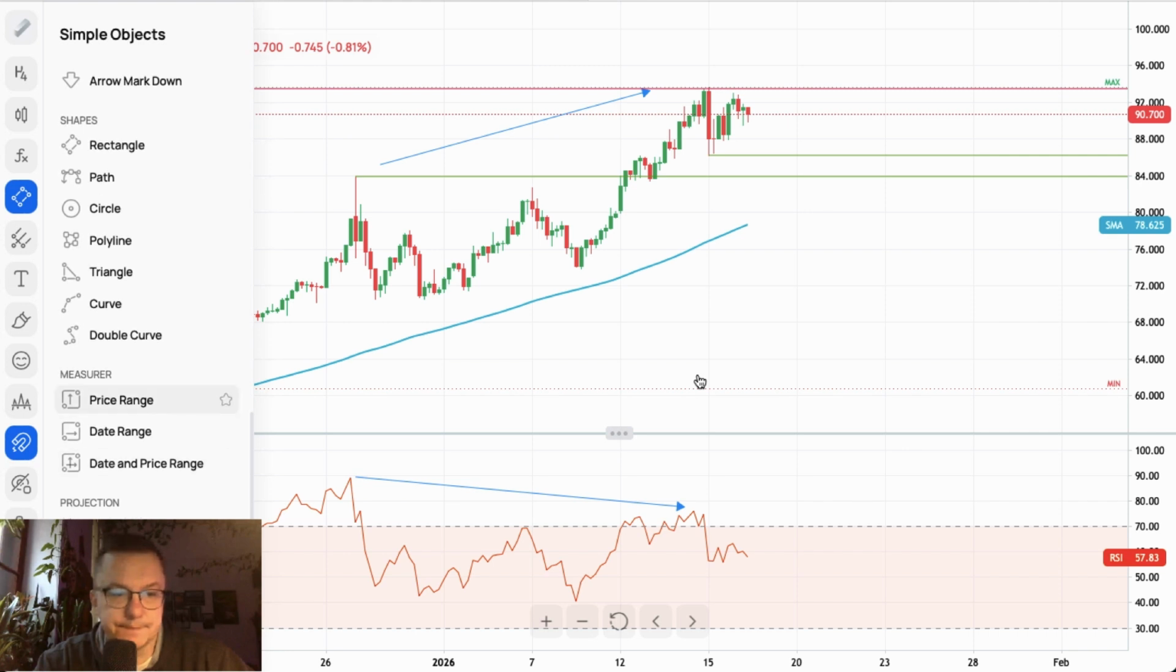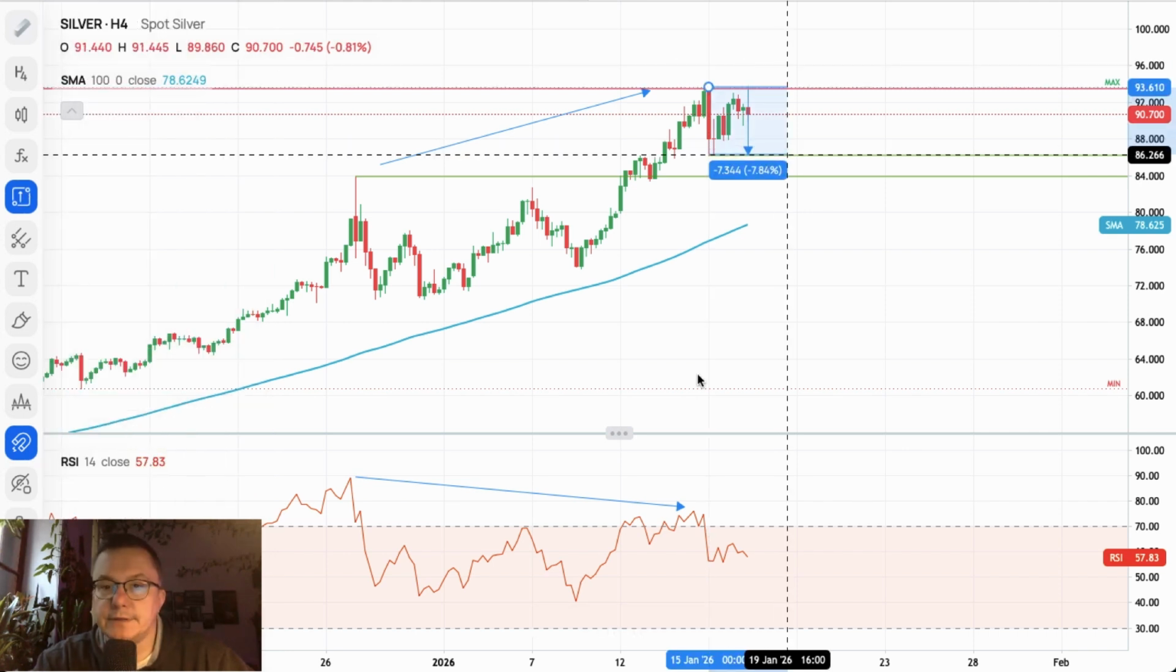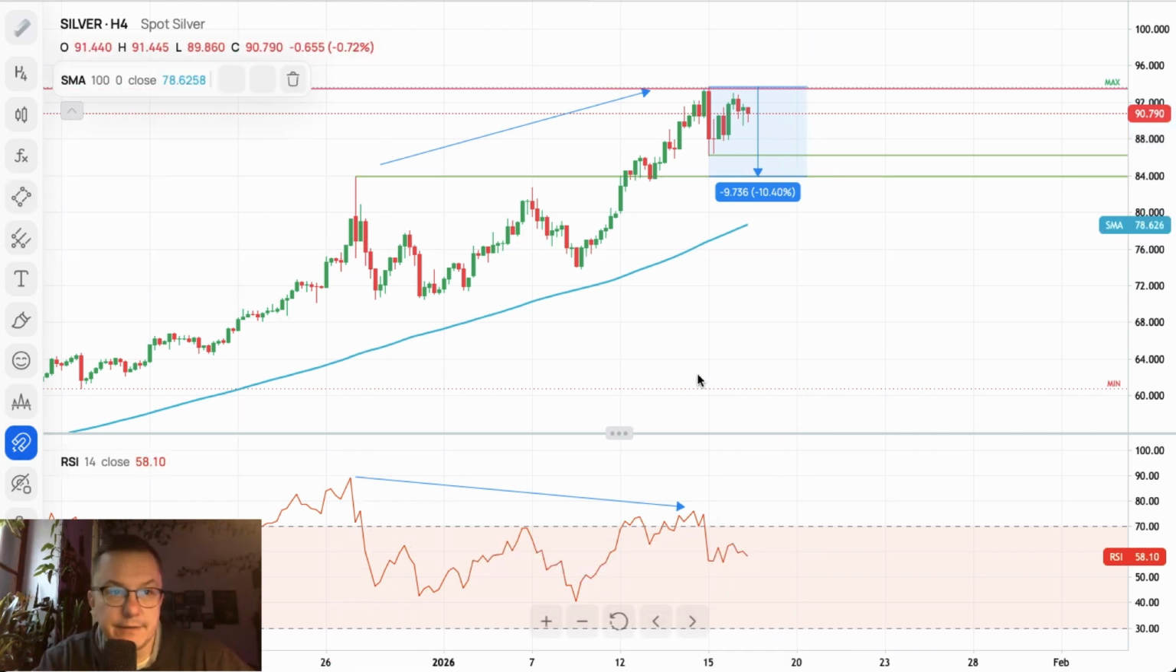That's a very good situation here, because the downside movement would be a few percent, at least. Let's take a look: from the highs to the lows of this correction is -7.84%, and if we hit this technical support, it will be -10%. Valid correction on the silver market this time. So please keep an eye on this level.